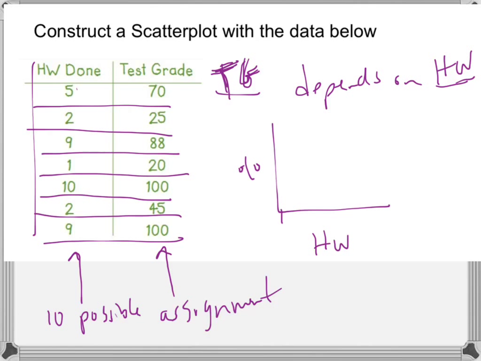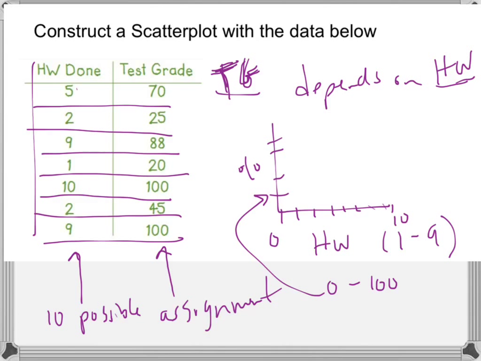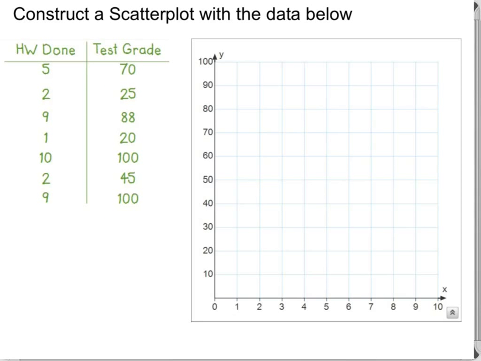Let's look at our data points. Our data for the homework goes from 0 to 9, so I would probably want to start that at 0 and go to 10, incrementing up by 1 every time. I'm going to show you a better graph in just a minute. And the test grades go from 0 to 100, so if that's on the y-axis, let's have that go up by 10s every time. So here's a graph of what I showed you.